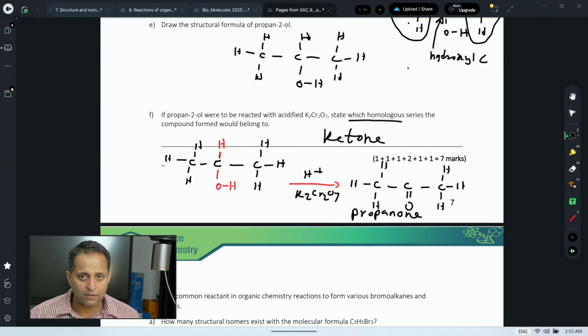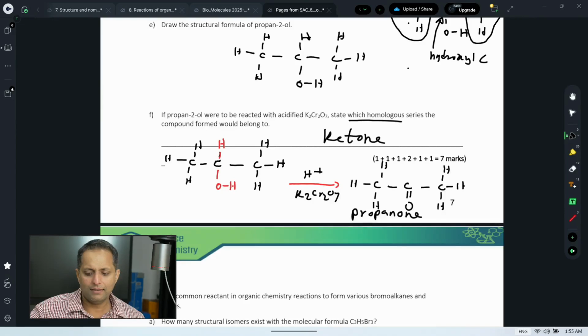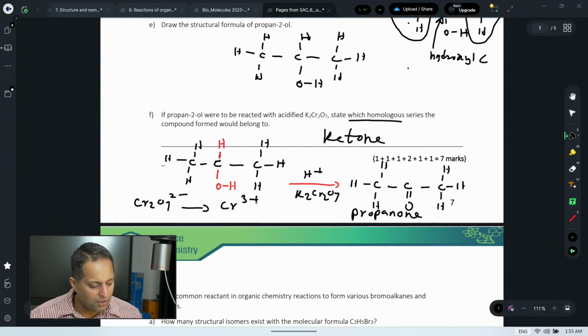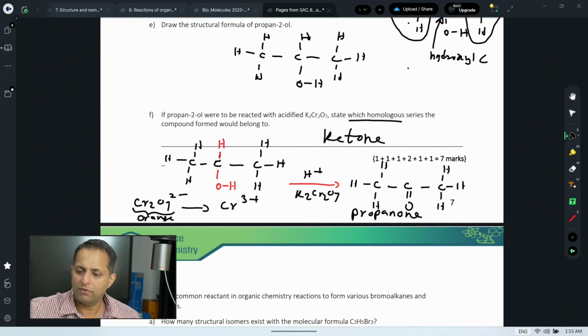Okay, what are you asking? What will happen to the potassium dichromate? Oh, you should know that. Potassium dichromate, remember, is going to get reduced into Cr3+. Do you remember the color of the dichromate ion? It's orange, red. I think it's in the data booklet. Yeah, it's orange. It is going to become Cr3+, which is green. Now this is one of the tests you could do to identify a primary or secondary alcohol.